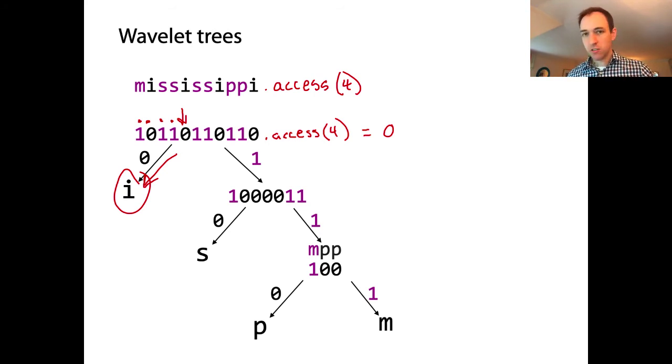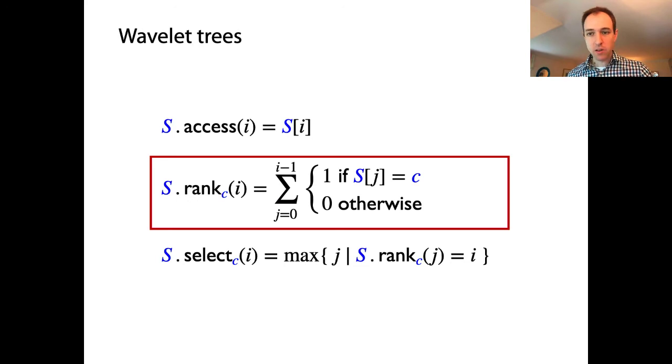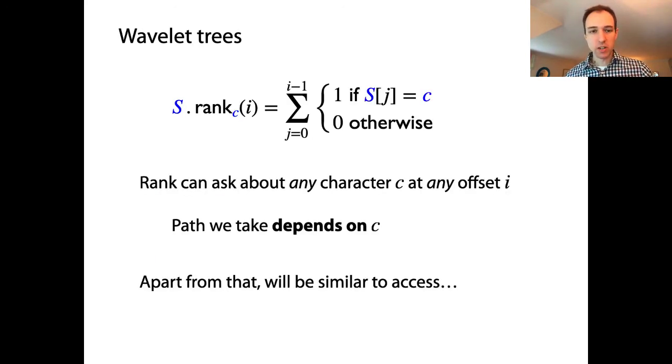Okay, so that was access. Let's now look at rank. And there's a fundamental difference between the access query and the rank query. The access query is asking for what is the character at offset i. The rank query can be asking about any character at any offset. So we have to think about that, right? There is an answer to the rank query for any character at any offset, and we know what it ought to be.